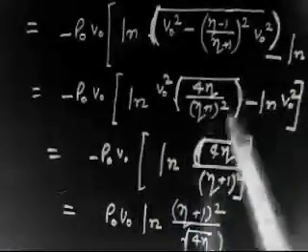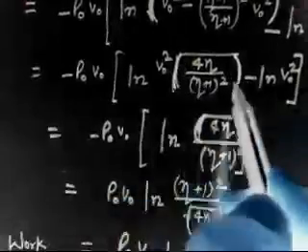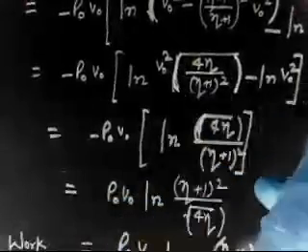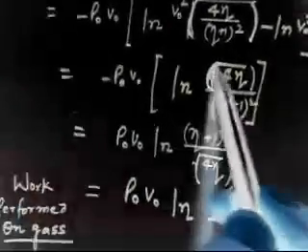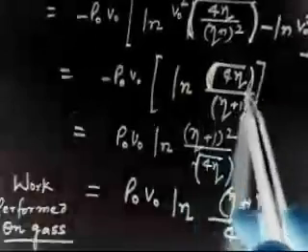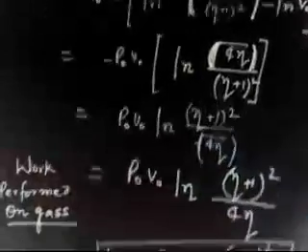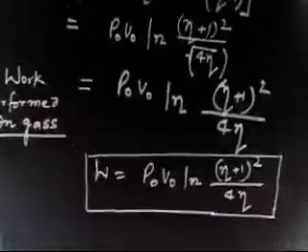Now if you do this one, V naught square is common. Eta plus 1 whole square minus eta minus 1 whole square will come to 4 eta. You can do it yourself, divided by eta plus 1 whole square. There will be no root. Minus ln V naught square, no root. Now V naught square goes out because ln A minus ln B is ln A by B. And this is 4 eta divided by eta plus 1 whole square. So you see the total work done in this case is this.